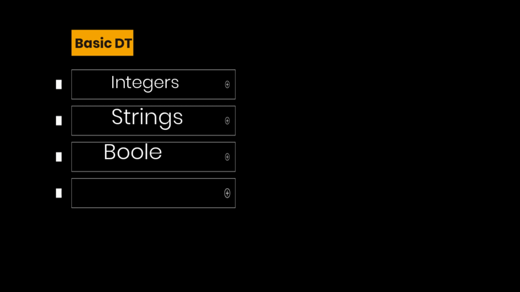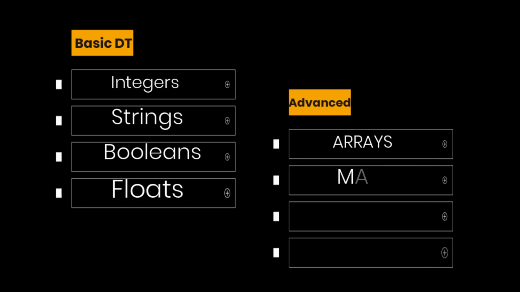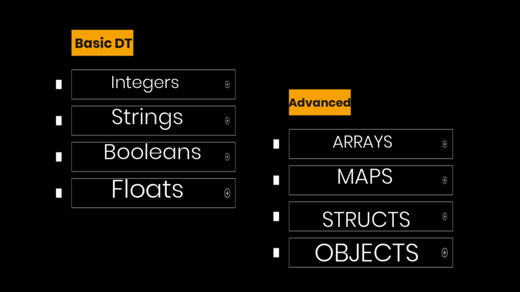In addition to the basic data types, AutoIt also supports advanced data types such as arrays, maps, and structs. Arrays are used to store a collection of values of the same data type. Maps, also known as dictionaries or hash tables, are used to store key-value pairs. Structs, on the other hand, are used to store related data of different data types. Let us look into these data types.